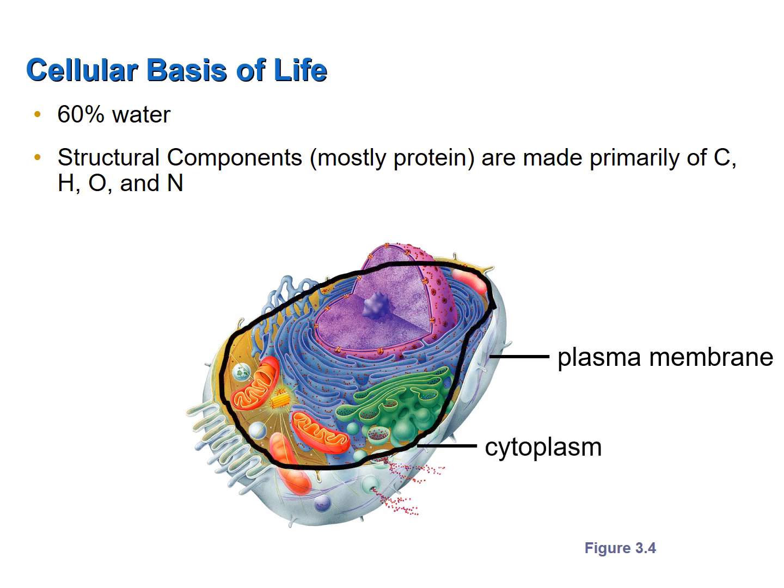The space within the plasma membrane, excluding the nucleus, is called the cytoplasm. The cytoplasm is filled with a water-based solution called the cytosol. Specialized structures that perform distinct functions called organelles are distributed throughout the cytosol.